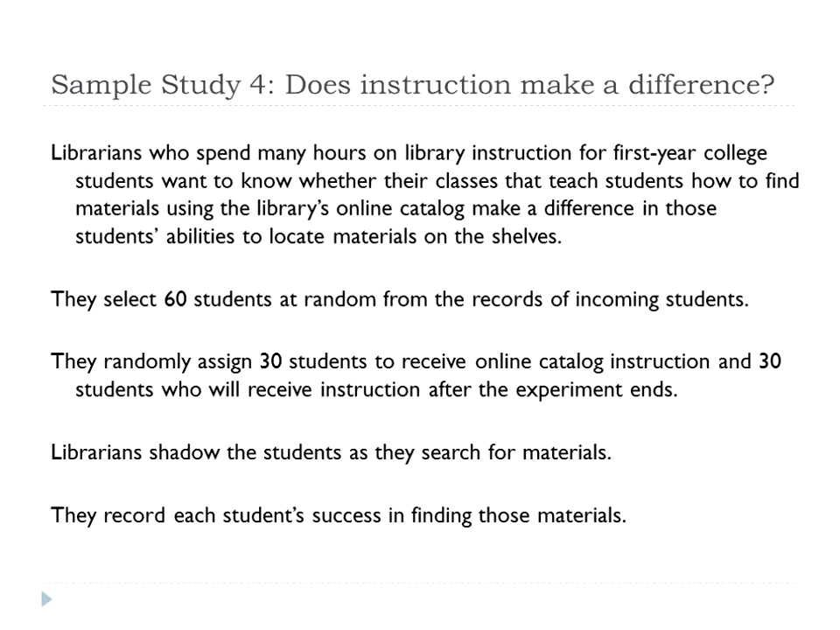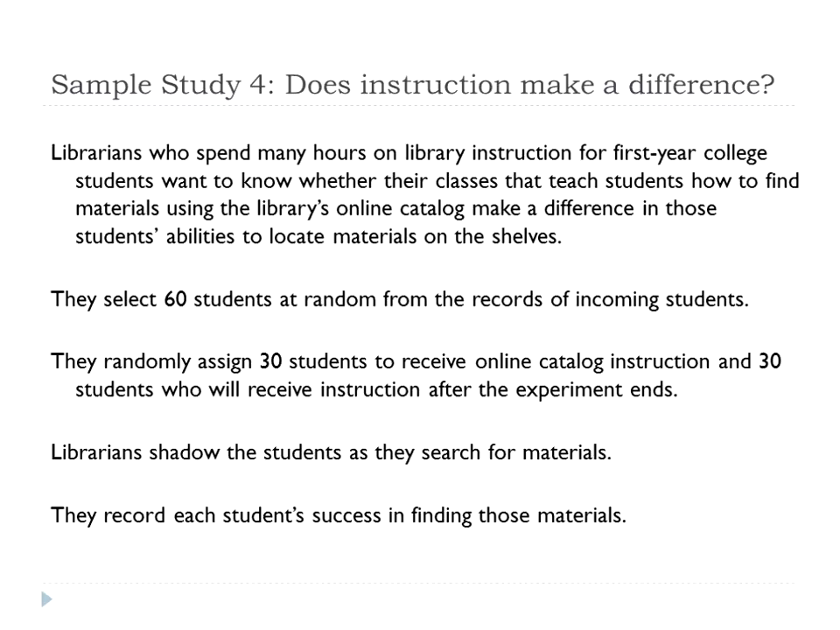So say those librarians selected 60 students at random from the records of incoming students. They got permission from the registrar to actually pull at random 60 names. They then randomly assigned those 60 students to 30 students in one group who would receive online catalog instruction, and 30 students in the other group who will receive instruction after the experiment ends.